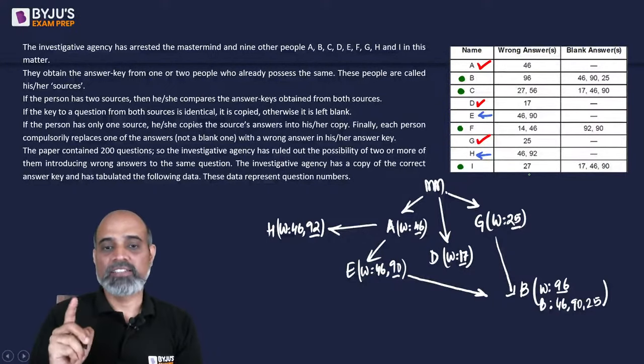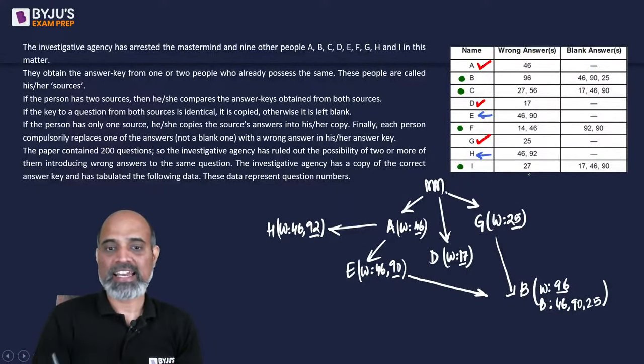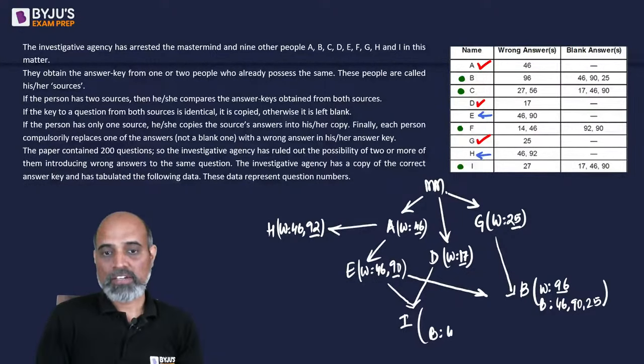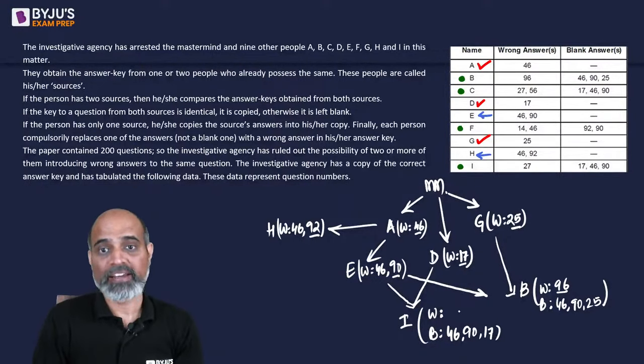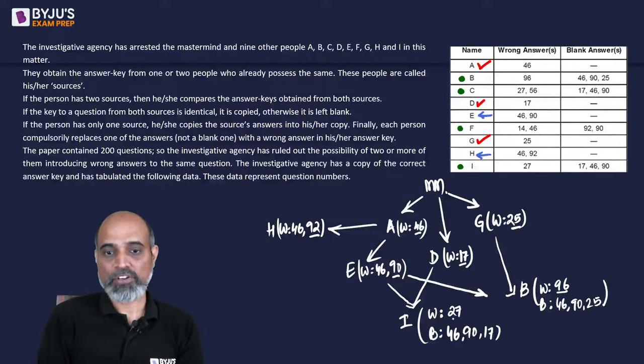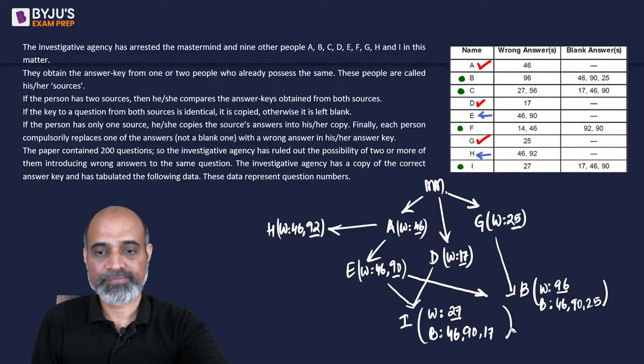Let's check the blank answers. 17, 46 and 90. 17, 46 and 90 will happen if he takes from these two. So this is I. So I is going to leave blank 46, 90 and 17 because he's confused between them, and the mistake that he made was question number 27 of his own. Right? That was his own mistake.